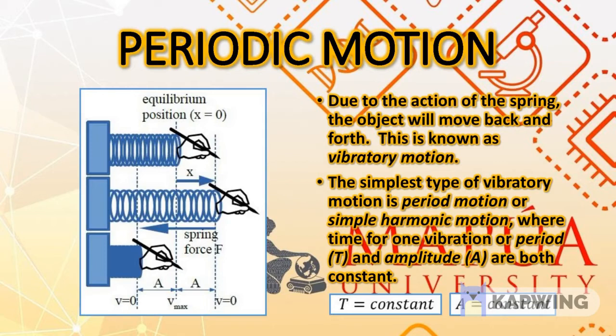Also characteristic of periodic motion is that at the equilibrium position, the velocity or the speed is maximum, while at the amplitudes, the speed of the object is zero.